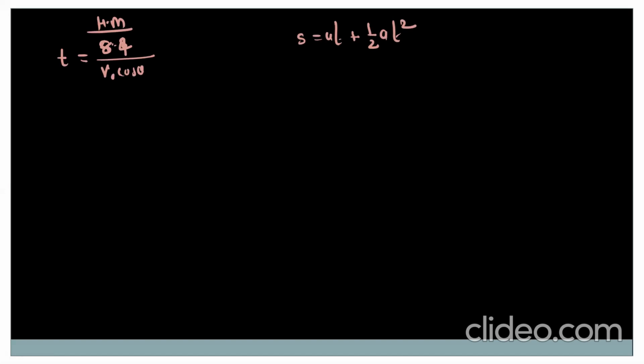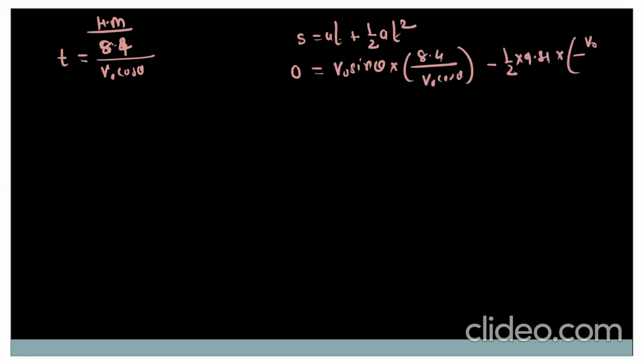And S is equal to, from vertical motion, this is 0. Initial velocity is V naught sine theta. Put this value of t, that is equal to 8.4 upon V naught cos theta minus 1 by 2 into 9.81 and V naught cos theta square. So try to simplify this equation.